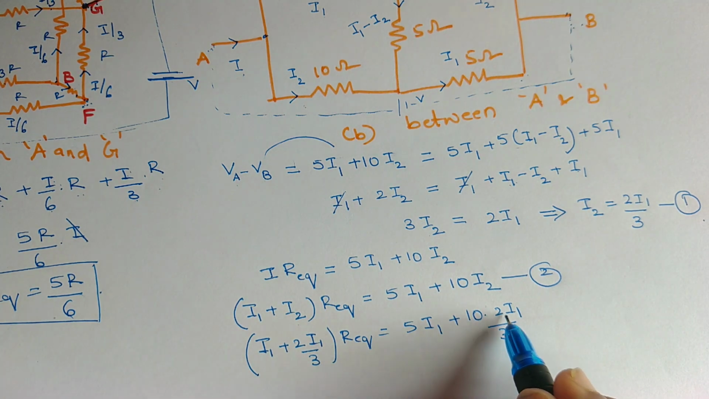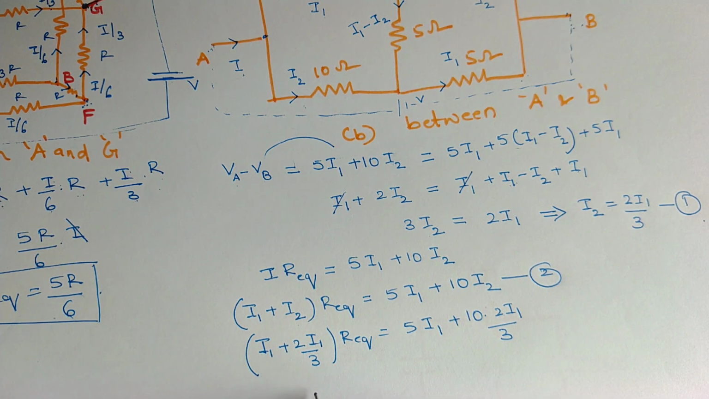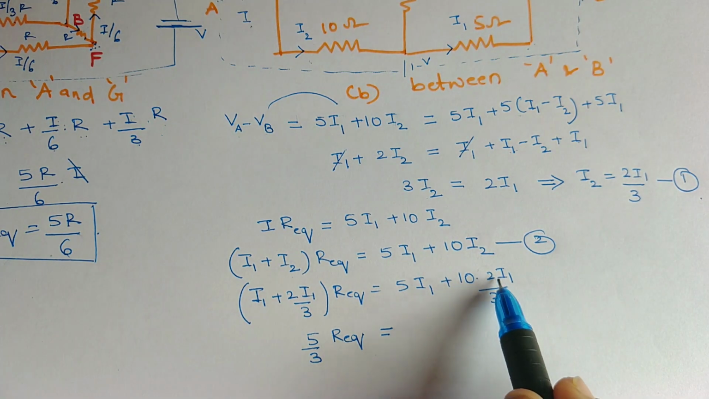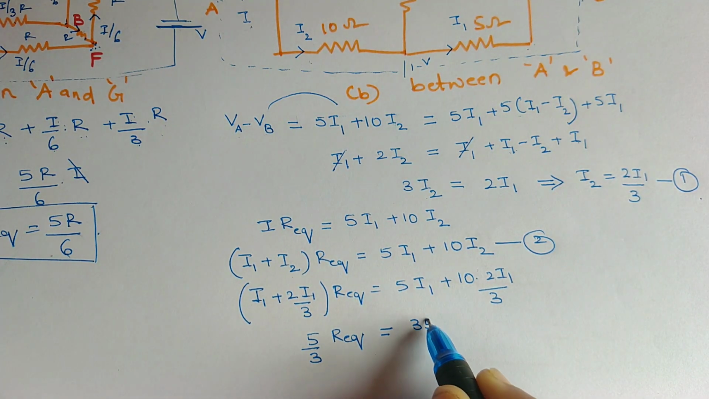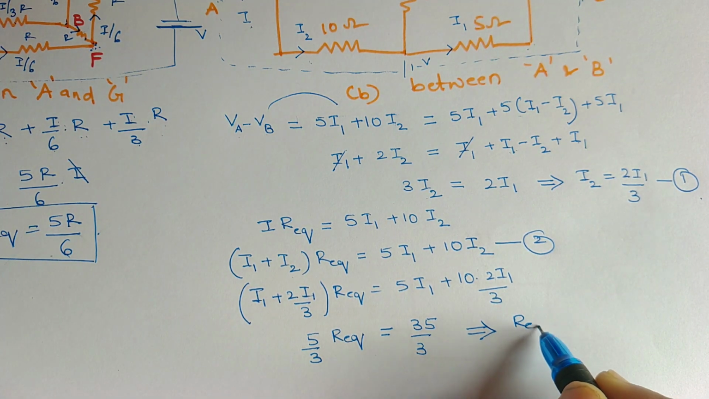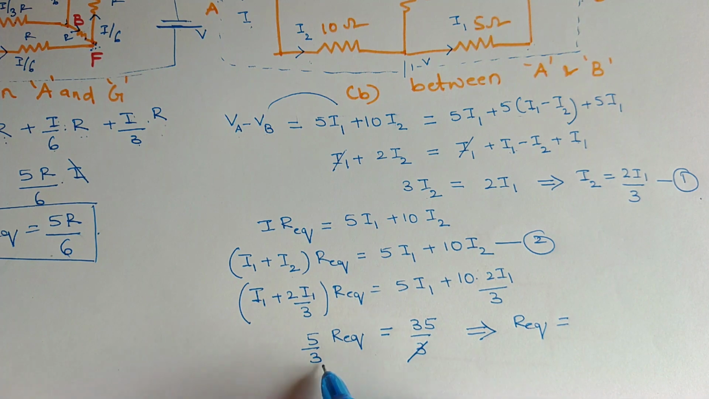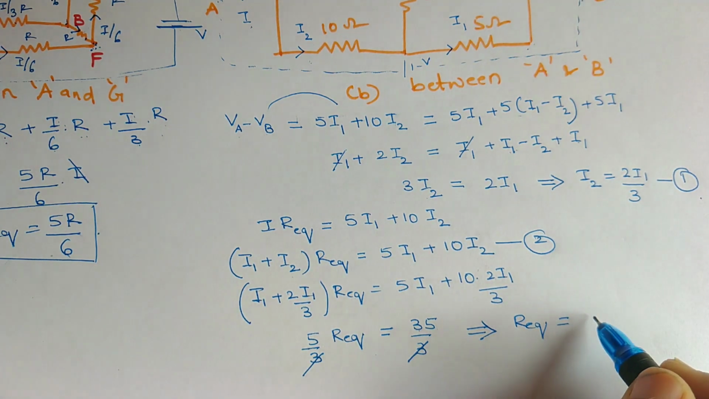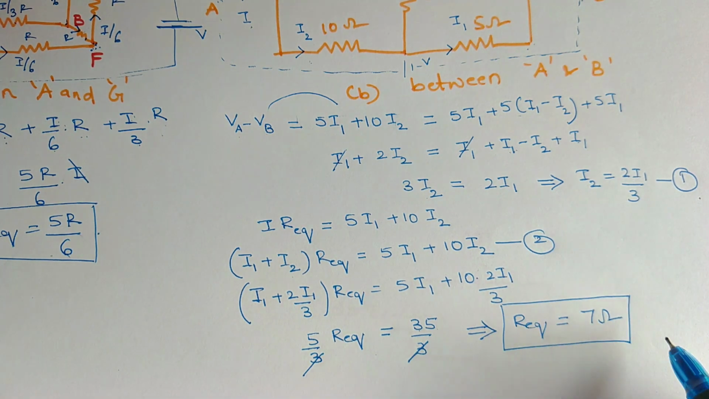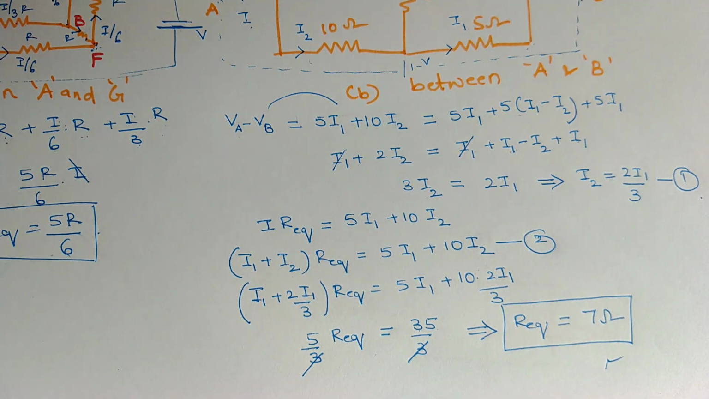See, I1 is common throughout. 1 plus 2 by 3, that is 5 by 3, into R equivalent. I1 will anyway get cancelled, should be 5 plus 20 by 3. Take LCM, 35 by 3. Implies what is the equivalent resistance of this circuit? 3 and 3 get cancelled, 35 by 5, that should be 7 ohms. So using Kirchhoff's law, we have evaluated the value of R equivalent.